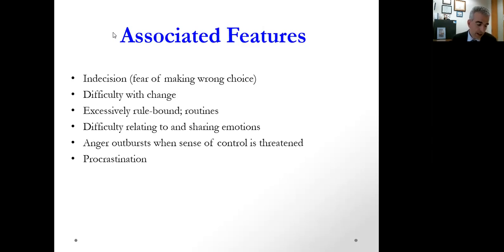And then finally, procrastination is a big part of this condition. Because they have such high standards, they will put off doing things because there may be some anxiety about doing it the right way or the best way. And so this causes them other stress because then they get behind on things, and it causes difficulty for them, whether at school or at work.